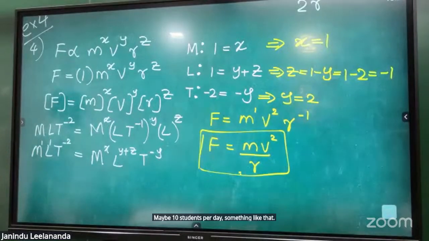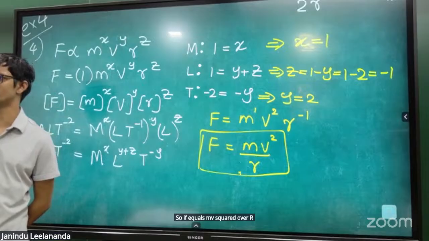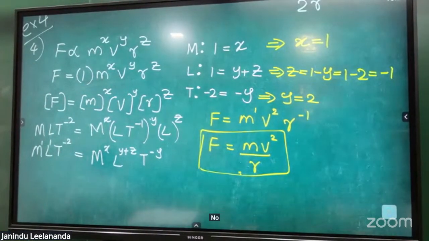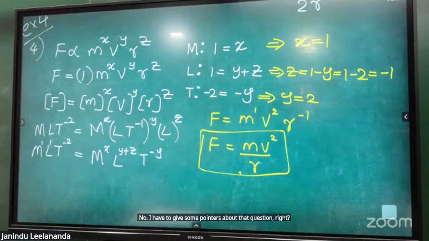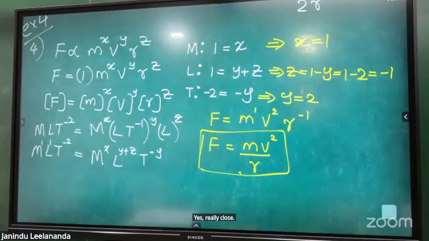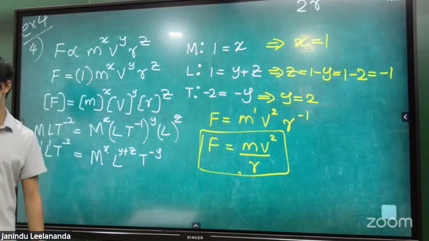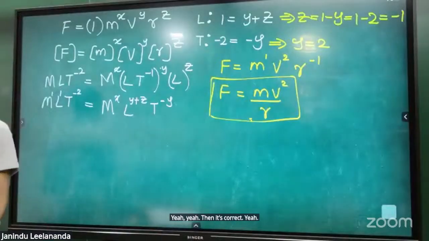So F equals mv squared over r. Do we have enough time to do one more question? No? I have to give some pointers about that question, right? Yes, really close. Yeah, then it's correct. I got some correct answers also for that question.